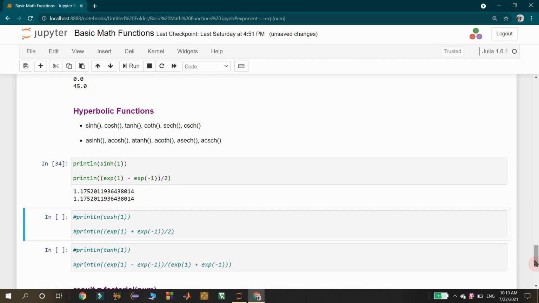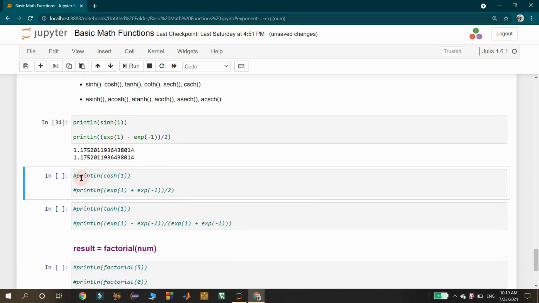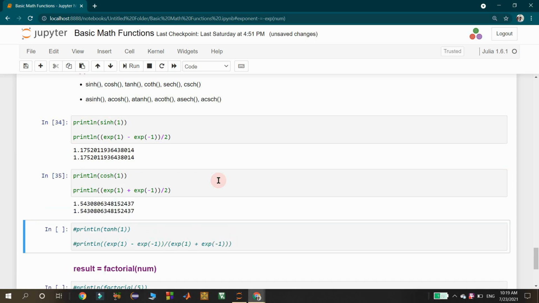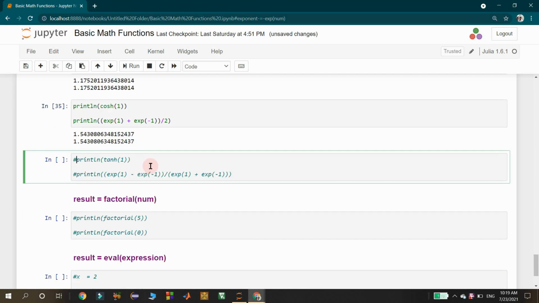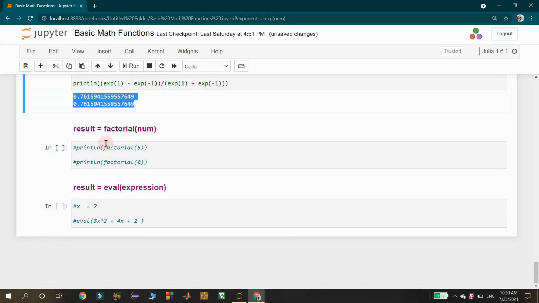In the same way I am going to consider 1 as the input value for cos h, and then cos h of 1 is equivalent to e power 1 plus e power -1 divided by 2. If I run this cell, then I got the same value for both. And then I am going to compute the tan h hyperbolic function by considering 1 as the input number, where tan h is nothing but e power 1 minus e power -1 divided by e power 1 plus e power -1. That also I am computing. I should get the same value for both. Here I got that.